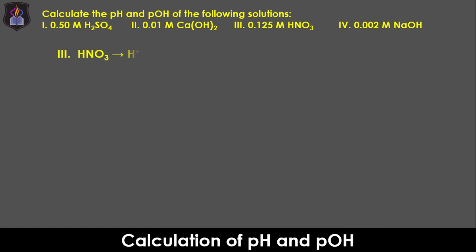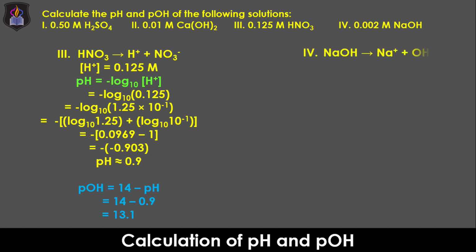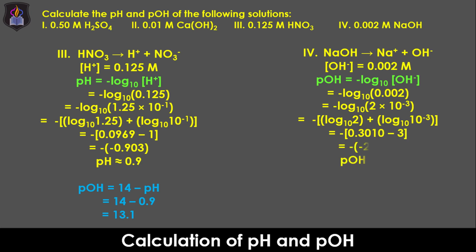For nitric acid, its dissociation gives us 1 mole of hydrogen ions and 1 mole of nitrate ions. Since it is a monobasic acid, we will use the concentration as given because it is equivalent to the hydrogen ions concentration. So, substituting this value into the pH formula gives us the pH of the acid as approximately 0.9. Subtracting that value from 14 gives us its pOH, which is 13.1. For the sodium hydroxide, it dissociates to produce 1 mole each of sodium and hydroxide ions. Being an alkali, its concentration is that of its hydroxide ions in solution. So substituting this value into the pOH formula and evaluating, we obtain approximately 2.7 as the pOH. To obtain the pH, we subtract the pOH from 14, and that gives us 11.3.